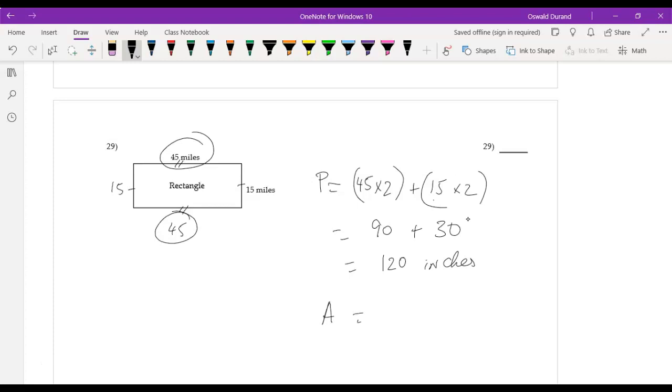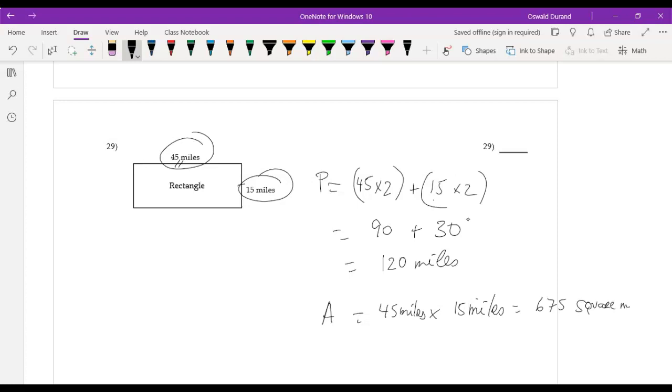Now the area, just like we talked about for the square, all we have to do is multiply the two different sides, the 15 and the 45. Okay? So multiply 45 inches times 15 inches. I'm sorry, we're in miles, and I forgot, so 120 miles, and here 45 miles, and then 15 miles. Okay, so what is 45 times 15? It is 675. 675. And then here we have to put square miles. Okay, so that's that.